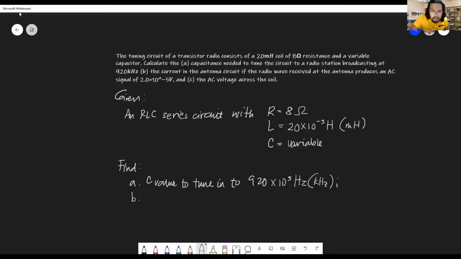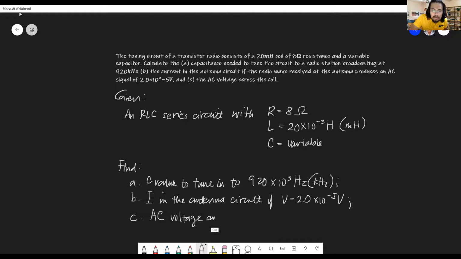B, the I in the antenna circuit, if V equals 2.0 times 10 to the negative 5 volts. It's already given, so let's just set it as that. Now C is the AC voltage across the wire.